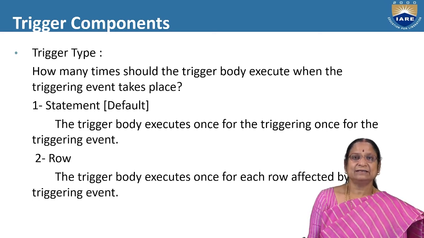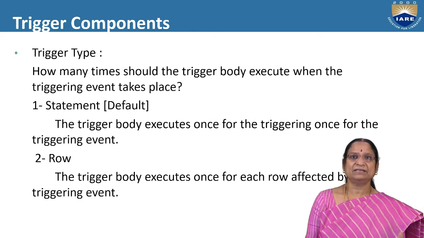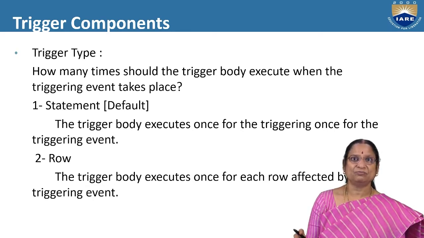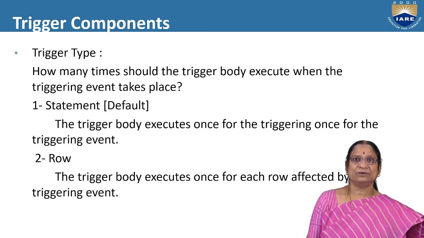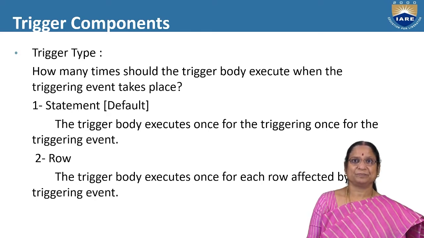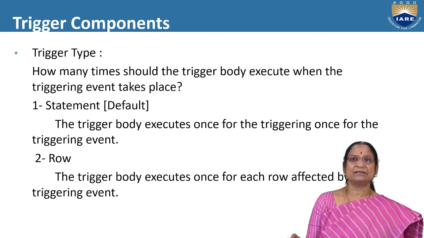And the second type of trigger is the row trigger. With row triggers, the body executes once for each row affected by the trigger event. So if I am inserting 5 rows, this event is going to be considered 5 times, so that's why the trigger action will take place 5 times. So a row trigger means the trigger body executes once for each row affected by the triggering event.